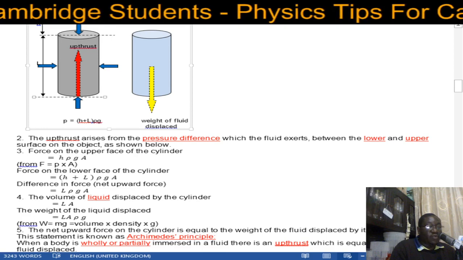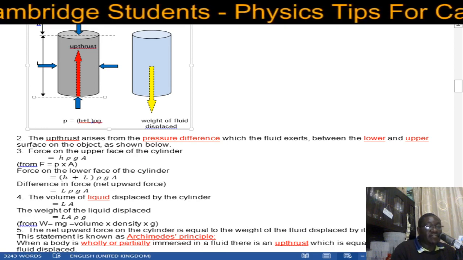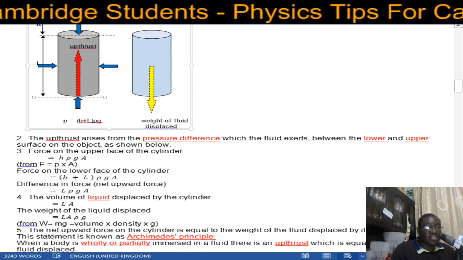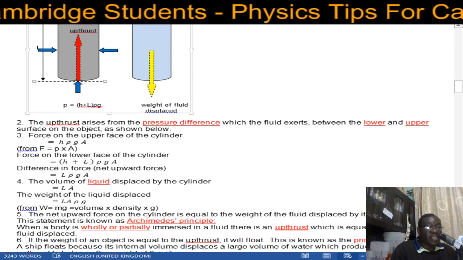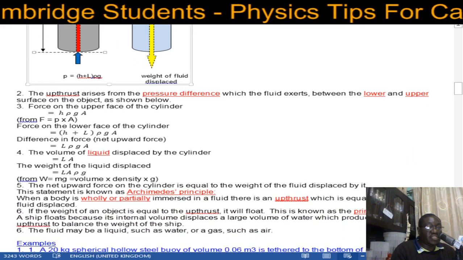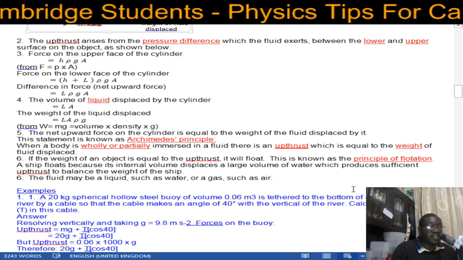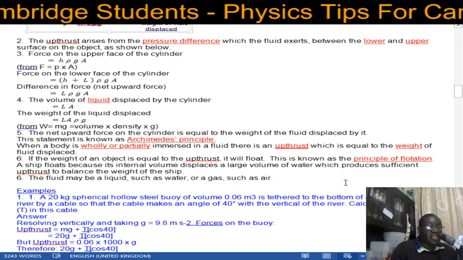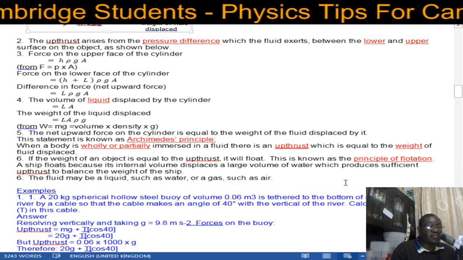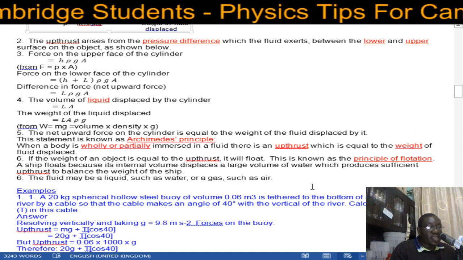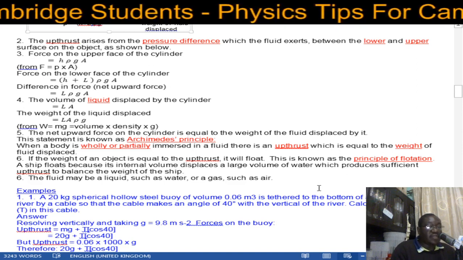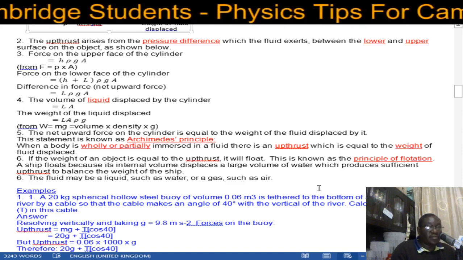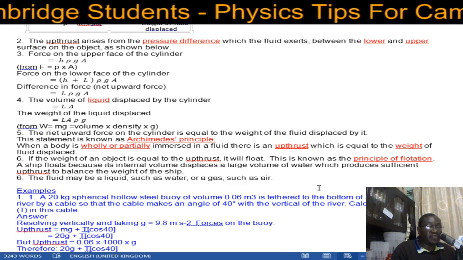When a body is wholly or partially immersed in a fluid, there is an upthrust which is equal to the weight of the fluid which is displaced. So Archimedes' principle, I'll repeat: when a body is wholly or partially immersed in a fluid, there is an upthrust which is equal to the weight of the fluid displaced. If the weight of an object is equal to the upthrust, it will float. This is known as the principle of flotation.